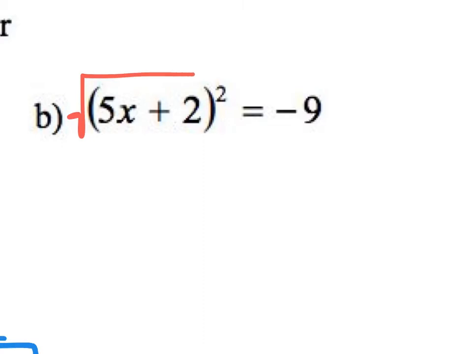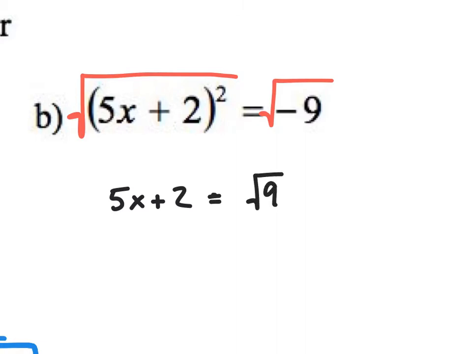I'm going to take the square root of both sides, because that's going to undo the square, and the only thing you're going to have left over here is just 5x plus 2. Now remember that when you take the square root of negative 9, you're splitting this up into the square root of 9 times the square root of negative 1. If you take the square root of a negative number, which we can do now, that's going to give me 3 and then i. And that's that. Now I've got 5x plus 2 is equal to 3i.